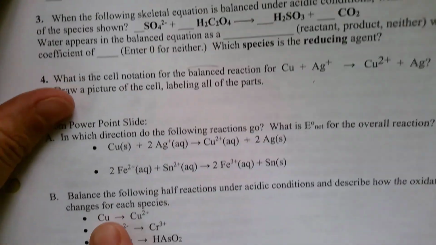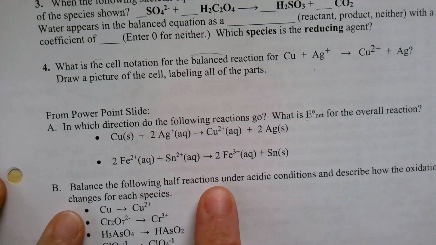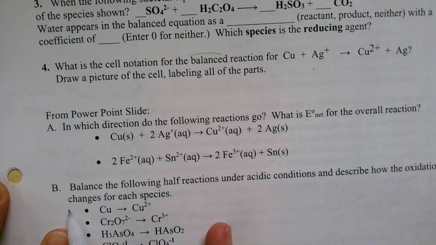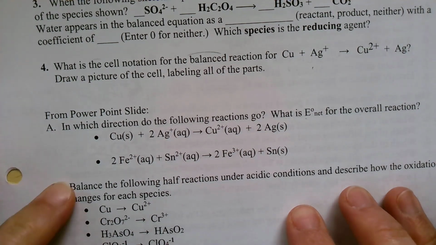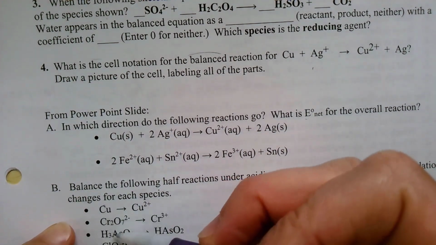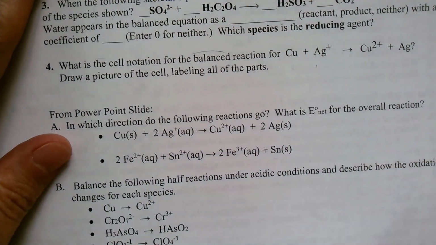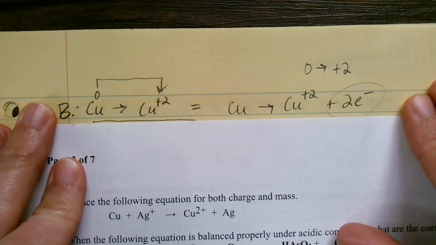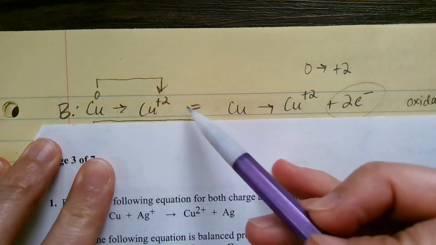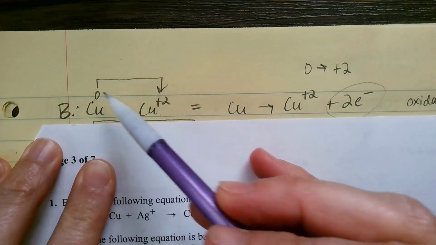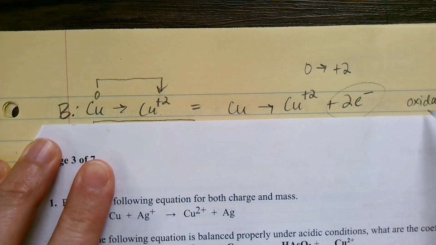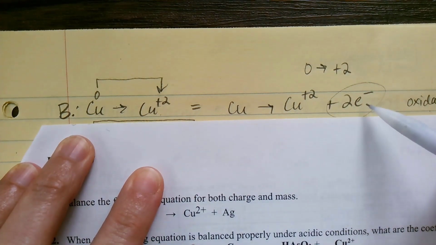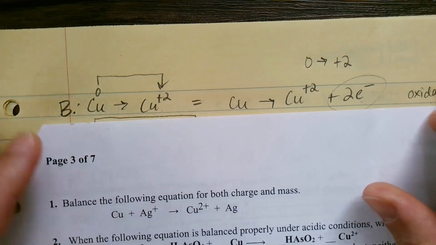Now for part B, it says to balance the half reactions under acidic conditions, describe how the oxidation state changes for each species. So 1, 2, 3, 4, 5 different reactions. Hopefully you've tried them on your own. I'm going to show you what I did. So to go from copper to copper plus 2, so 0 to plus 2, obviously it's been oxidized, and so on the right I needed 2 electrons. That's it.